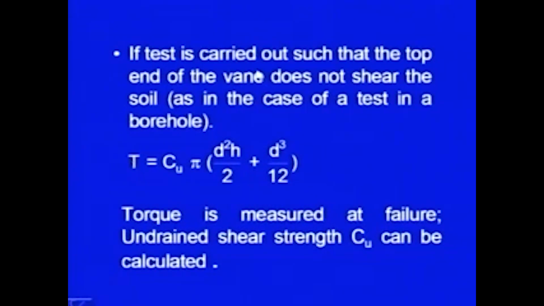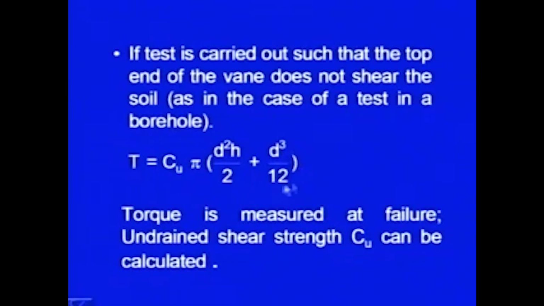If the test is carried out in such a way that the top end of the vane does not shear, for example, many times we will be doing it in the borehole, so maybe at the top it will not be shearing. In that case, that coefficient 2 will not be coming here. So, only the bottom will be shearing. So, T will be equal to Cu into pi d square h upon 2 plus d cube upon 12.